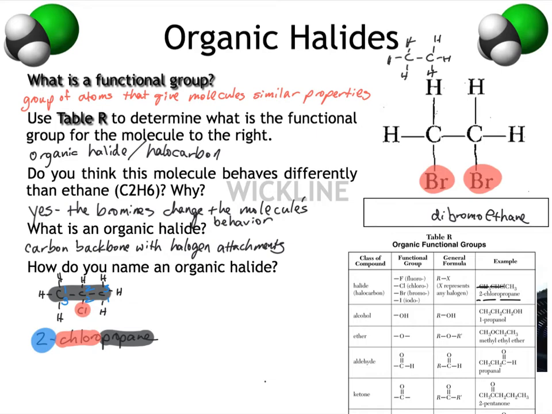And lastly, I need to locate the exact places where those bromines are bonded. So this is carbon 1 and this one's carbon 2, or if you came from the right, it would be reversed. But in either case, you have a bromine on carbon 1 and a bromine on carbon 2, no matter which way you count. So I'm going to say my final answer is 1,2-dibromoethane.